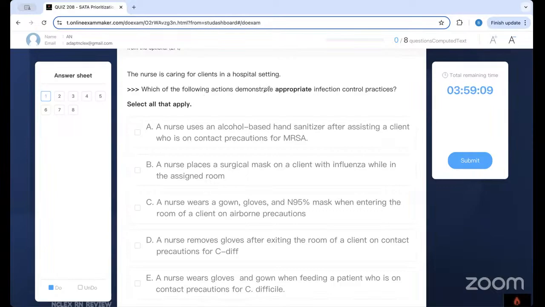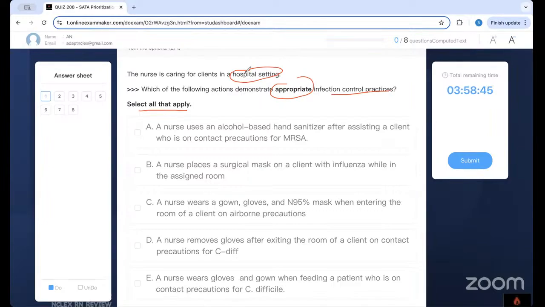Which of the following actions demonstrate appropriate infection control practice? Is it select or apply, right? A nurse is caring for a client in a hospital setting. Which of these is appropriate? So look at each question and see if it's an appropriate option. If it is, then you select it, but you have to bring your content.